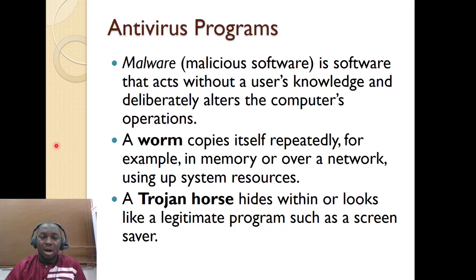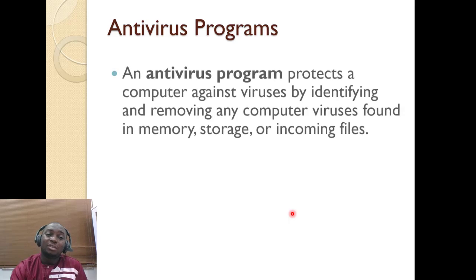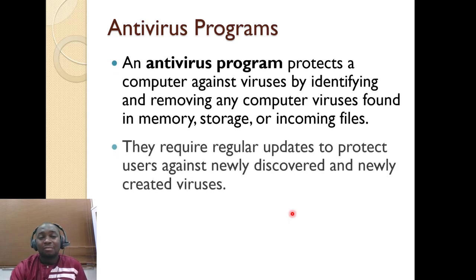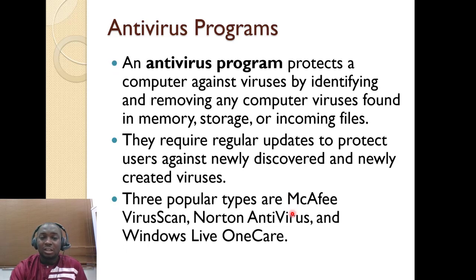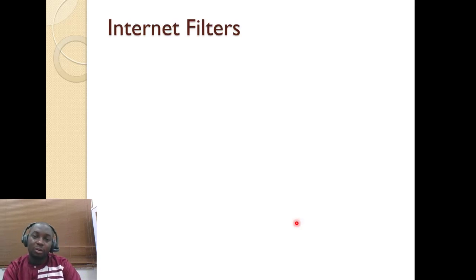Okay, the worm, it copies itself. The Trojan horse, it hides your information. So you need to have some programs, the antiviruses, which can protect your machines. These are the most popular ones if you have ever used them. The most popular one which I use, you can buy it online, and then they send you a key to make sure that you are secure.